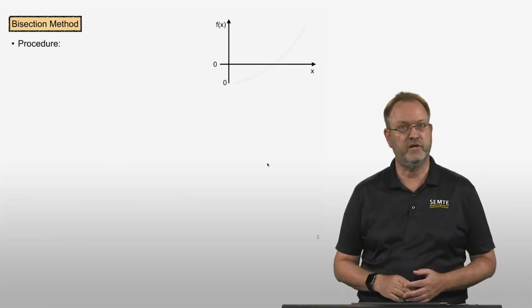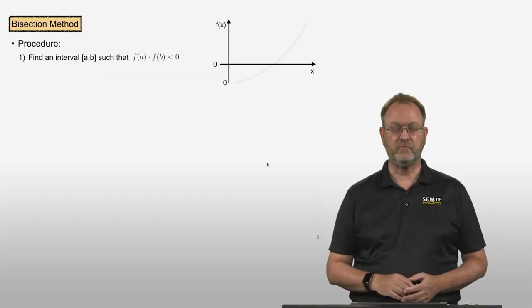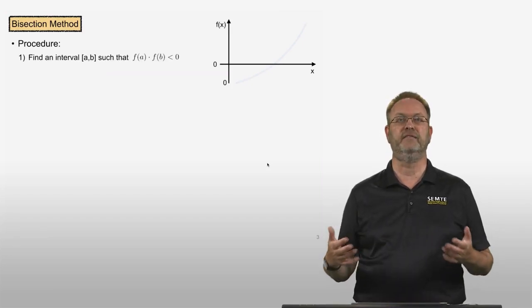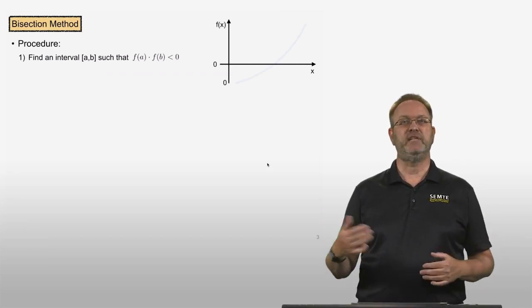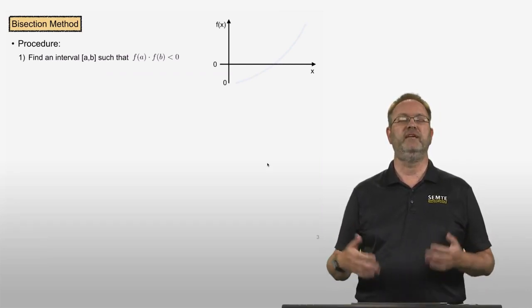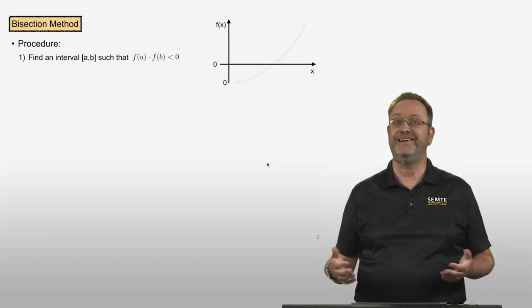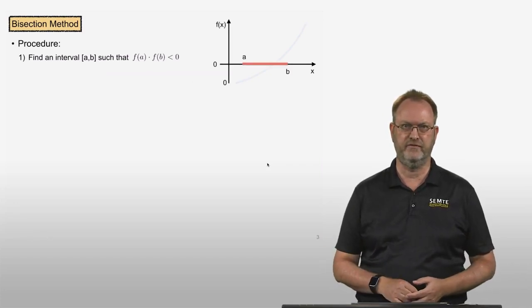So here's the procedure of the bisection method. The first step is to find this interval from a to b such that f of a times f of b is smaller than 0, meaning that there's guaranteed to be at least a single root in this interval.